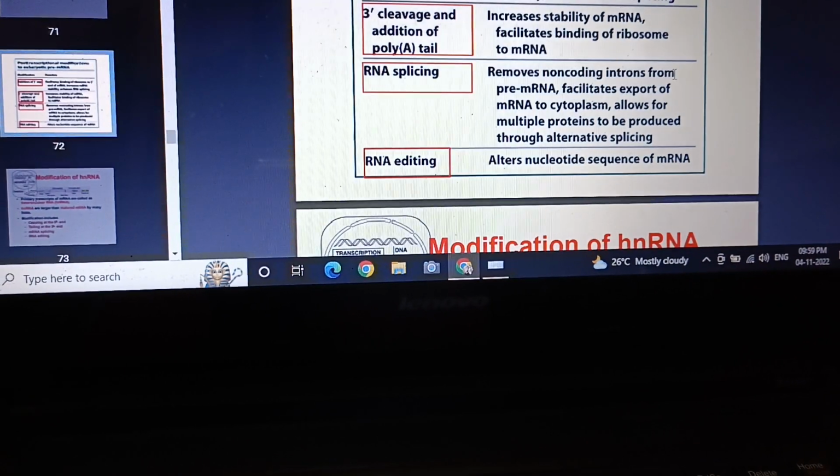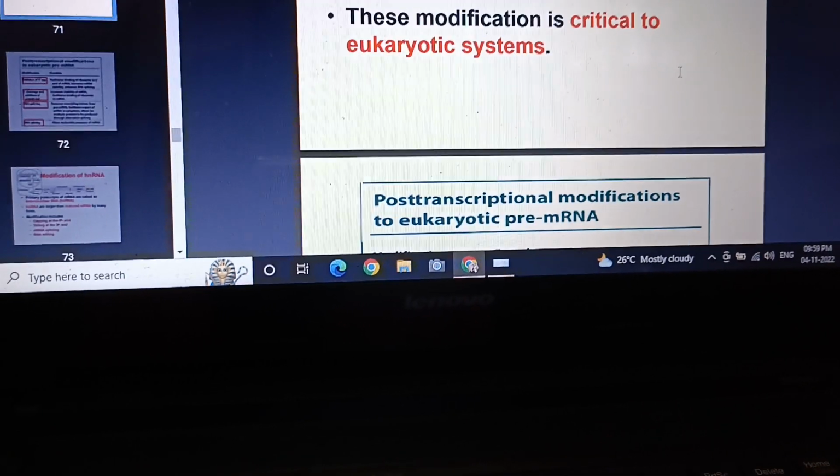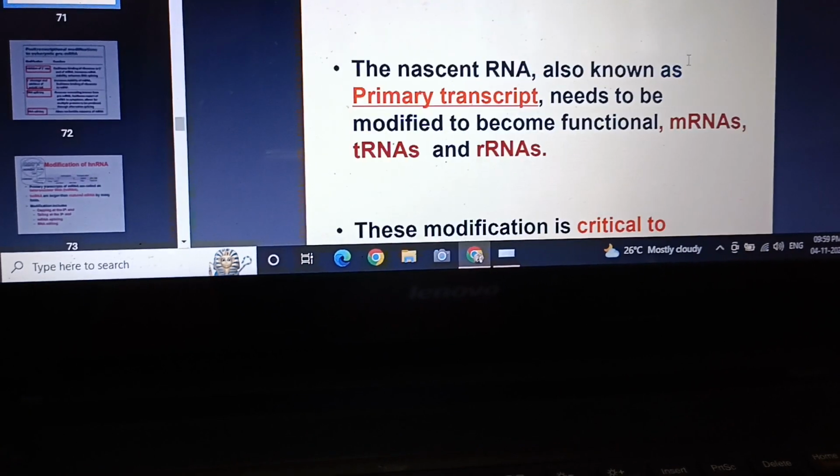And the next one is the post-transcriptional modifications. We will discuss that in the next class.